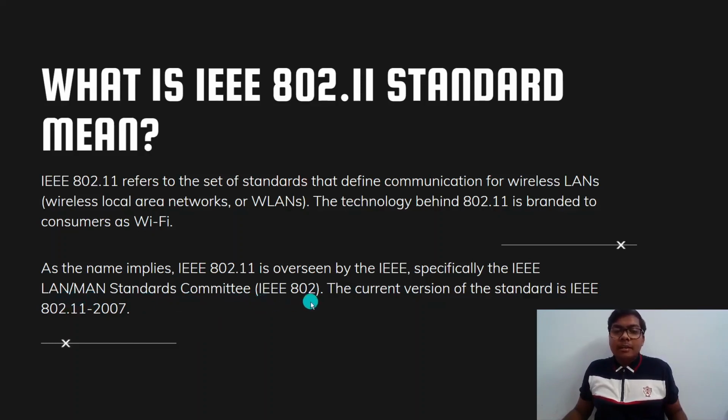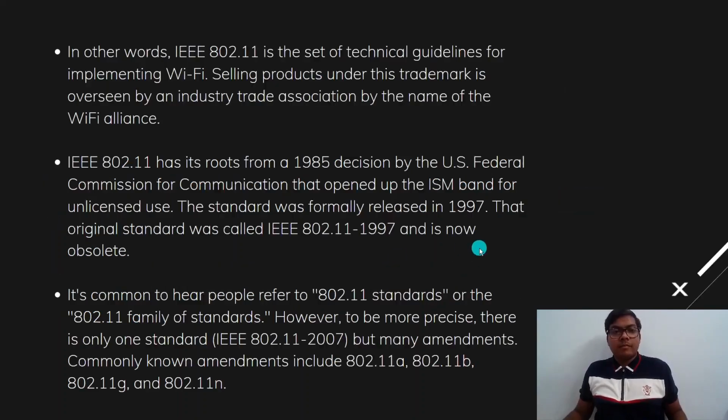IEEE 802. The current version of the standard is IEEE 802.11-2007. In other words, IEEE 802.11 is a set of technical guidelines for implementing Wi-Fi. Products sold under the trademark are overseen by an industry trade association by the name of Wi-Fi Alliance. IEEE 802.11 has its root from a 1985 decision by the US Federal Communications Commission that opened up the ISM band for unlicensed use.